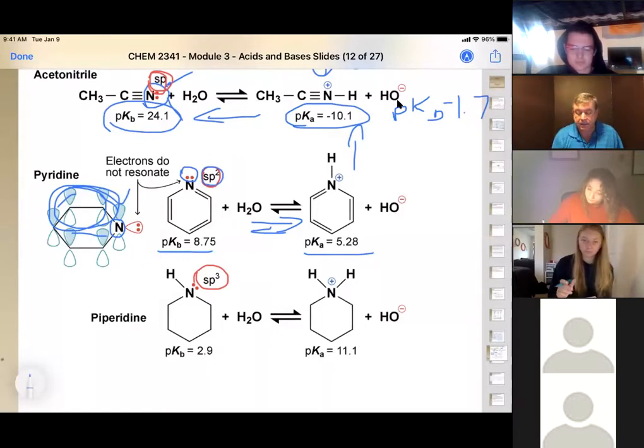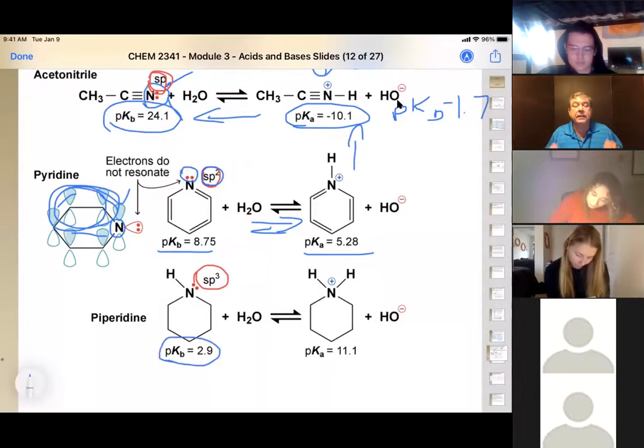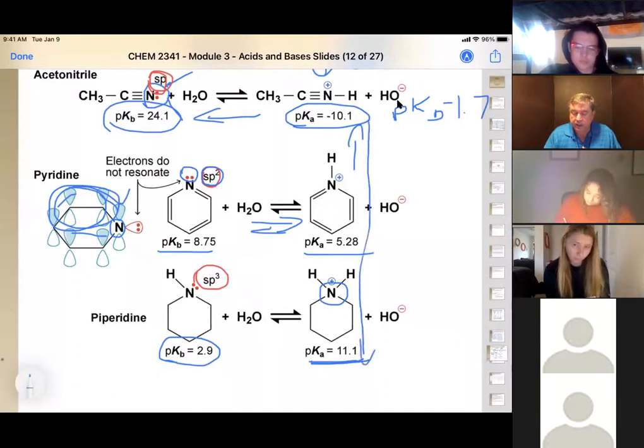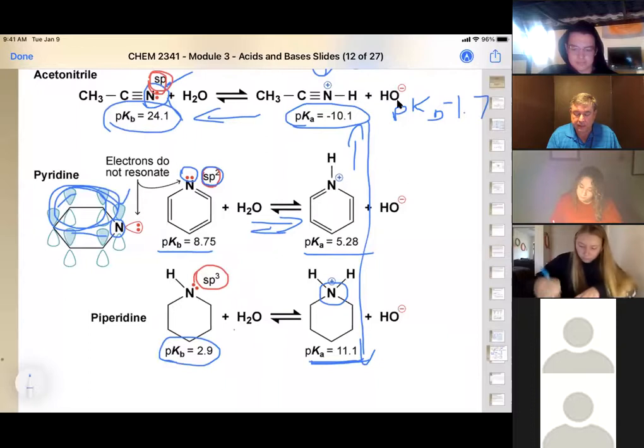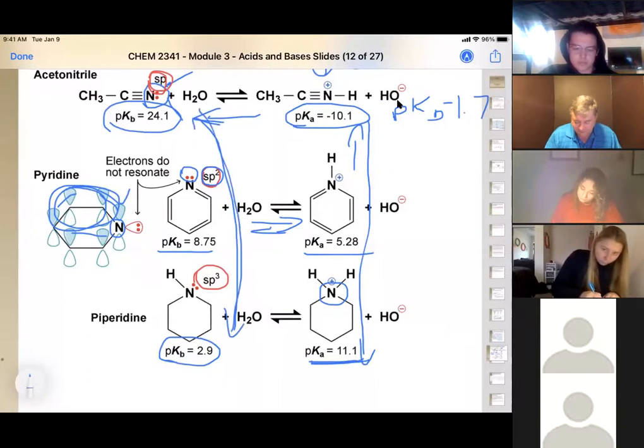In the case of our sp3 hydrogen, our basicity is even higher. It's a stronger base than the other two. They're all weak bases, and its pKa of the other thing is also a weak acid. Notice the acid strength is decreasing as our hybridization changes, and our base strength is increasing as our hybridization changes.